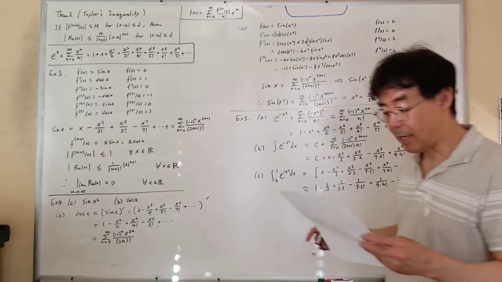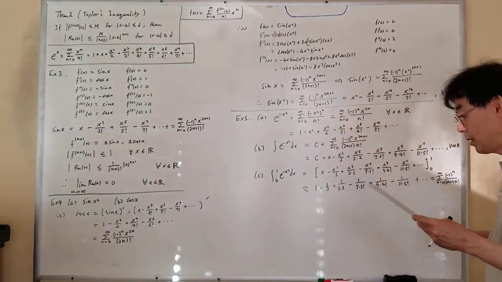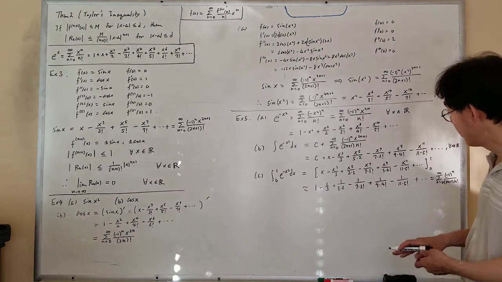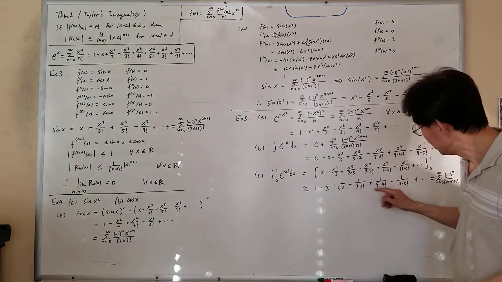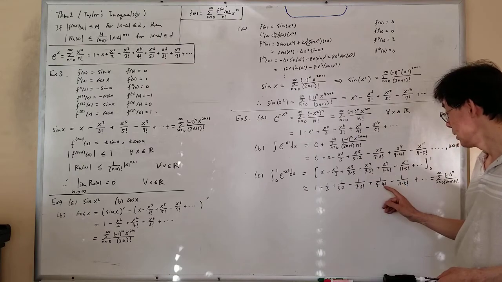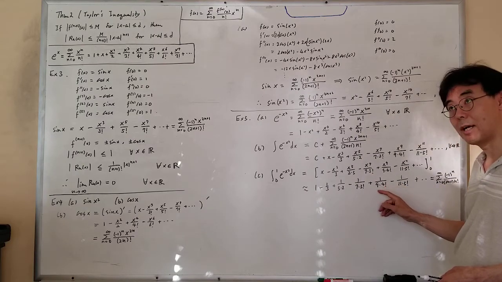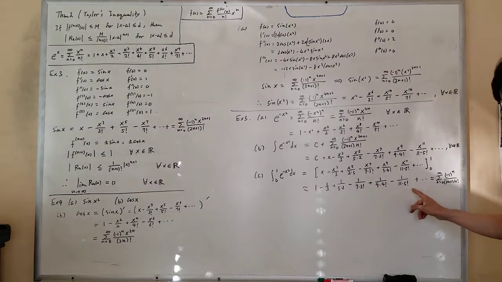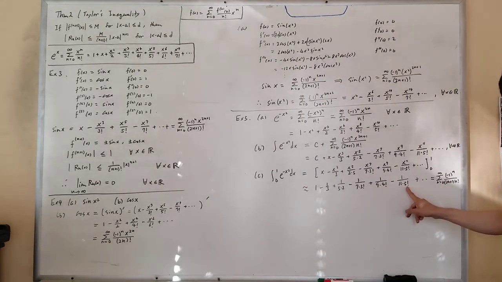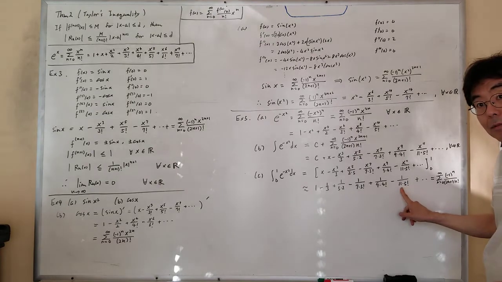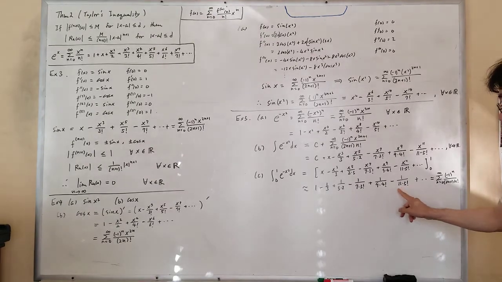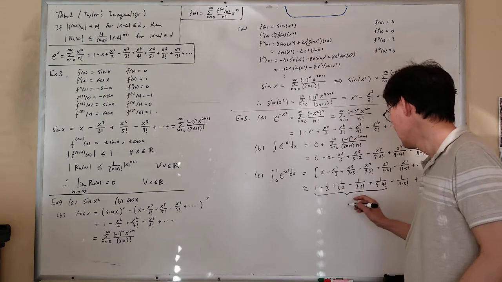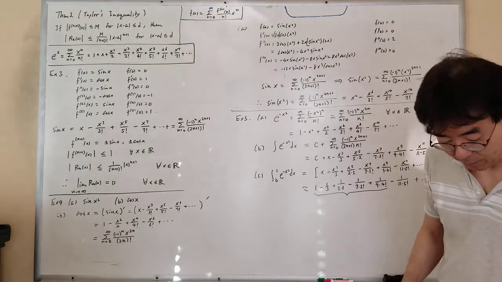Now, I asked you to find the value within an error of 1 over 1000. So if I stop here, then the error will be less than or equal to this, which is 24 times 9. Well, this is not less than 1 over 1000. This one does, because 5 factorial is 120 times 11, 1320. So we have to use this as our approximate value. Okay?